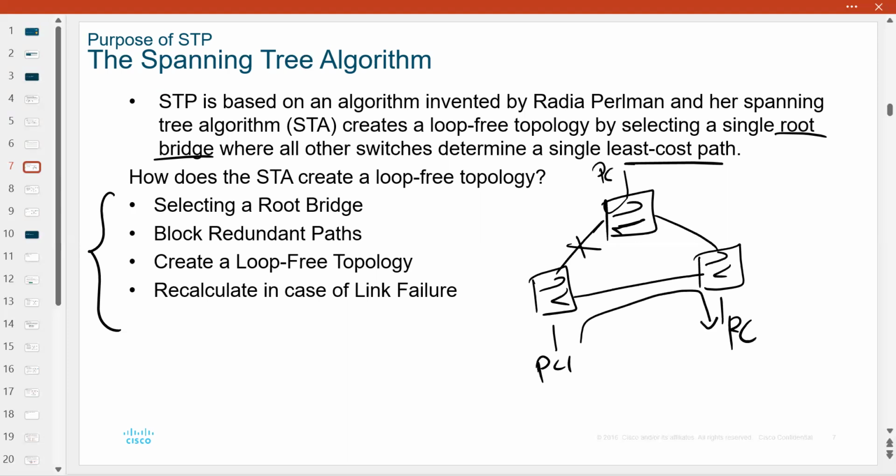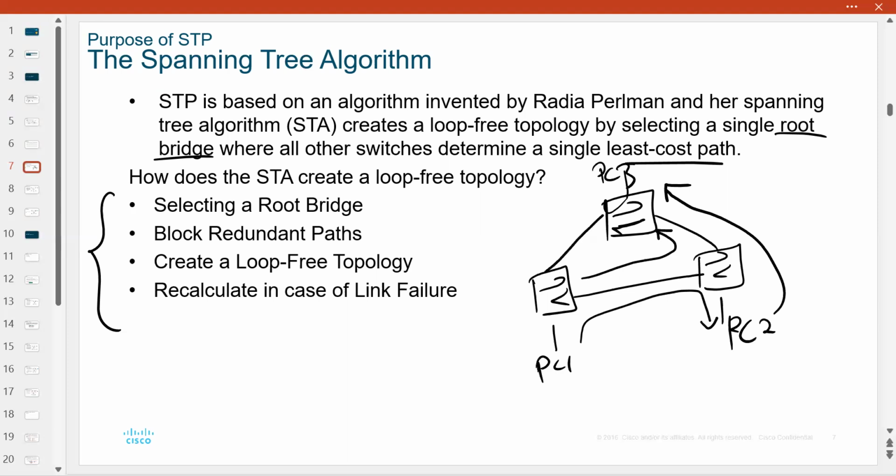PC1 and PC3 can still communicate via this link, right? Then PC2 and PC3 can communicate via this link. So every PC in any collision domain can communicate in this case, even if one link is blocked or removed. This is a proper network, functional for all three switches.